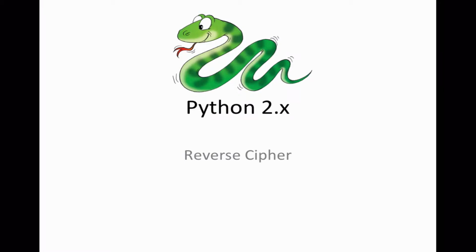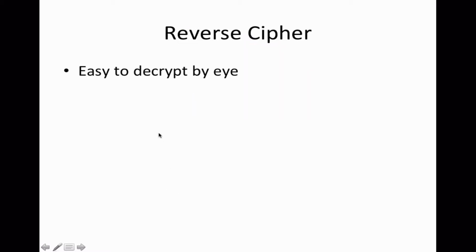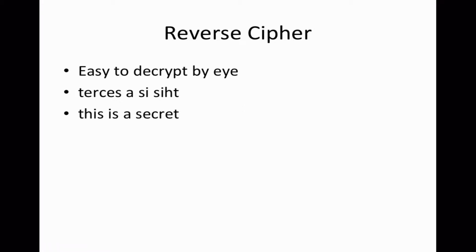What we're going to look at today is creating a reverse cipher. A reverse cipher is pretty easy to decrypt by eye, so really not necessary to do it in Python, just a bit of fun. So an example would be this here. To decrypt it, all you'd need to do is just read it backwards. So the answer to that one is "this is a secret". So what we'll do is start up Python and have a go at getting the computer to do that for us.